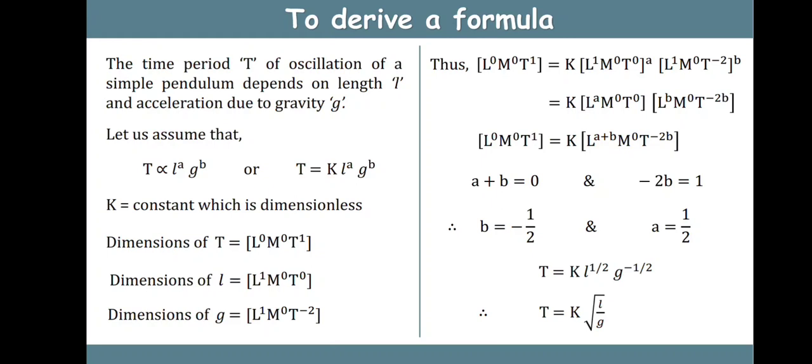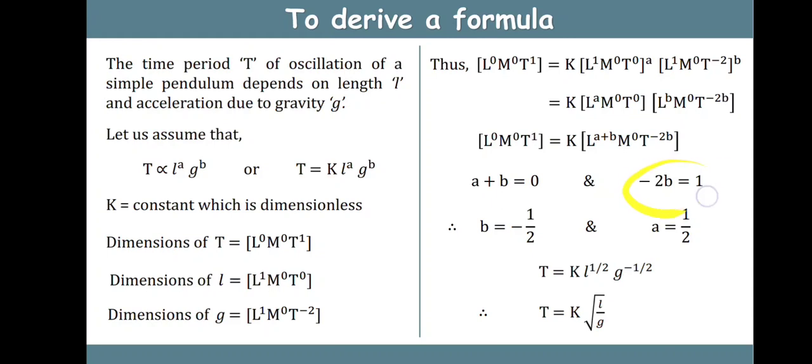So at last we can compare these formulas. L raised to power 0 in the left hand side, and L raised to power A plus B in the right hand side. So we can put A plus B equal to 0. Secondly, M raised to power 0, M raised to power 0, skip. T raised to power 1 and T raised to power minus 2B. So we can put minus 2B equal to 1. So these are the coefficients of these dimensions. So A plus B is equal to 0, minus 2B is equal to 1.